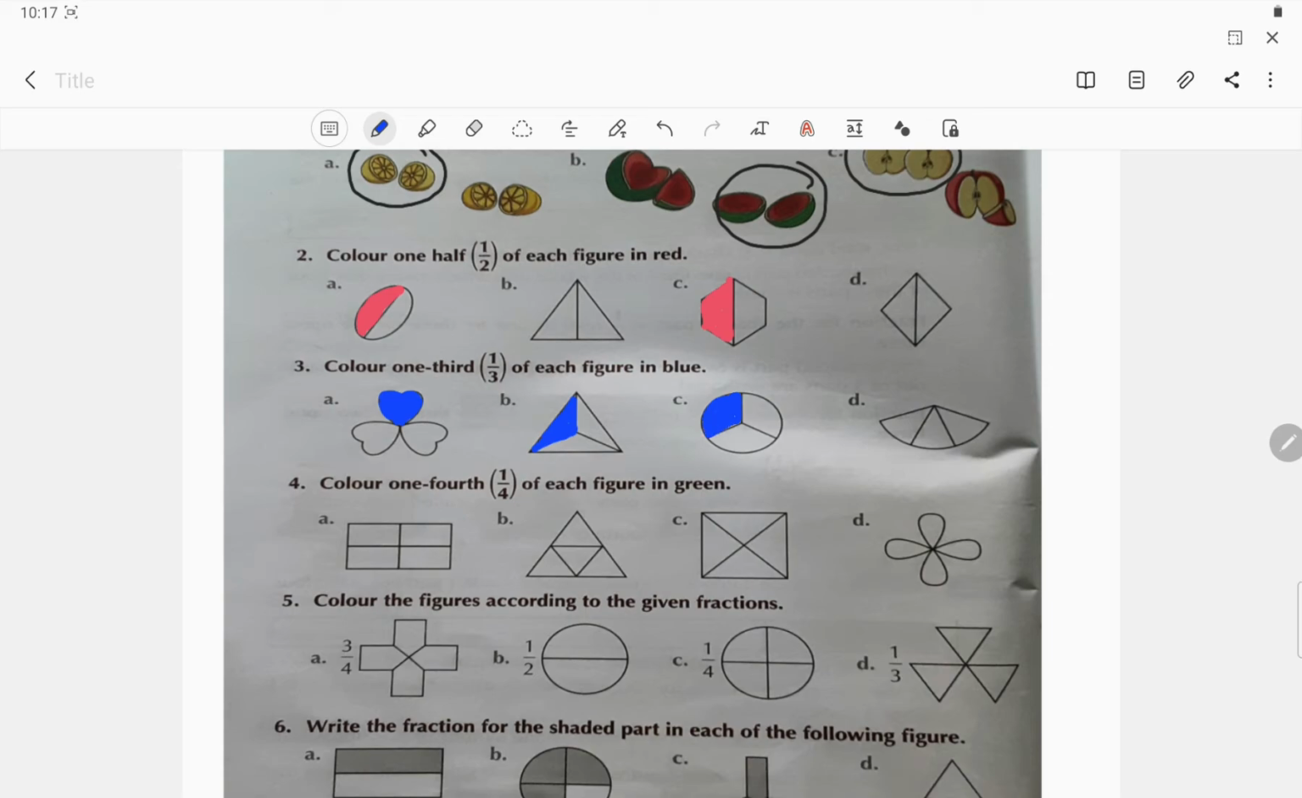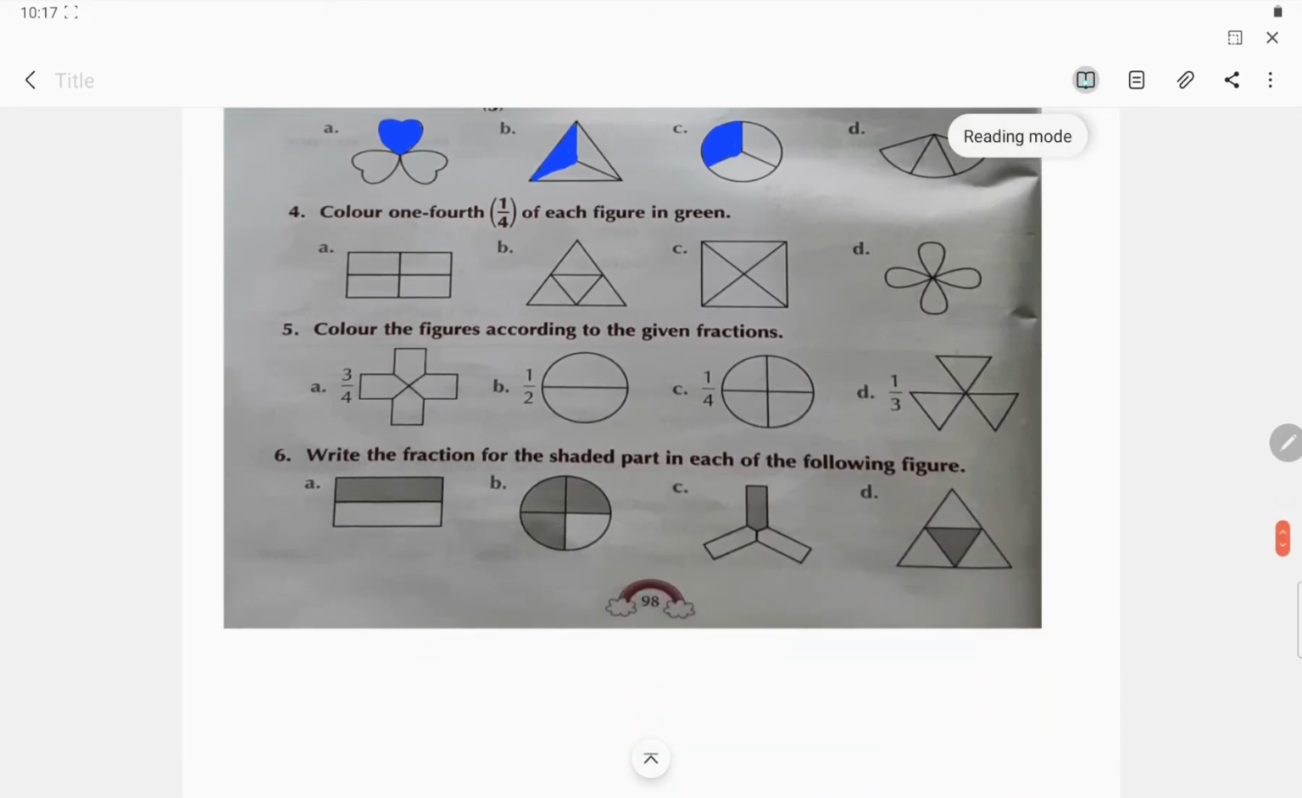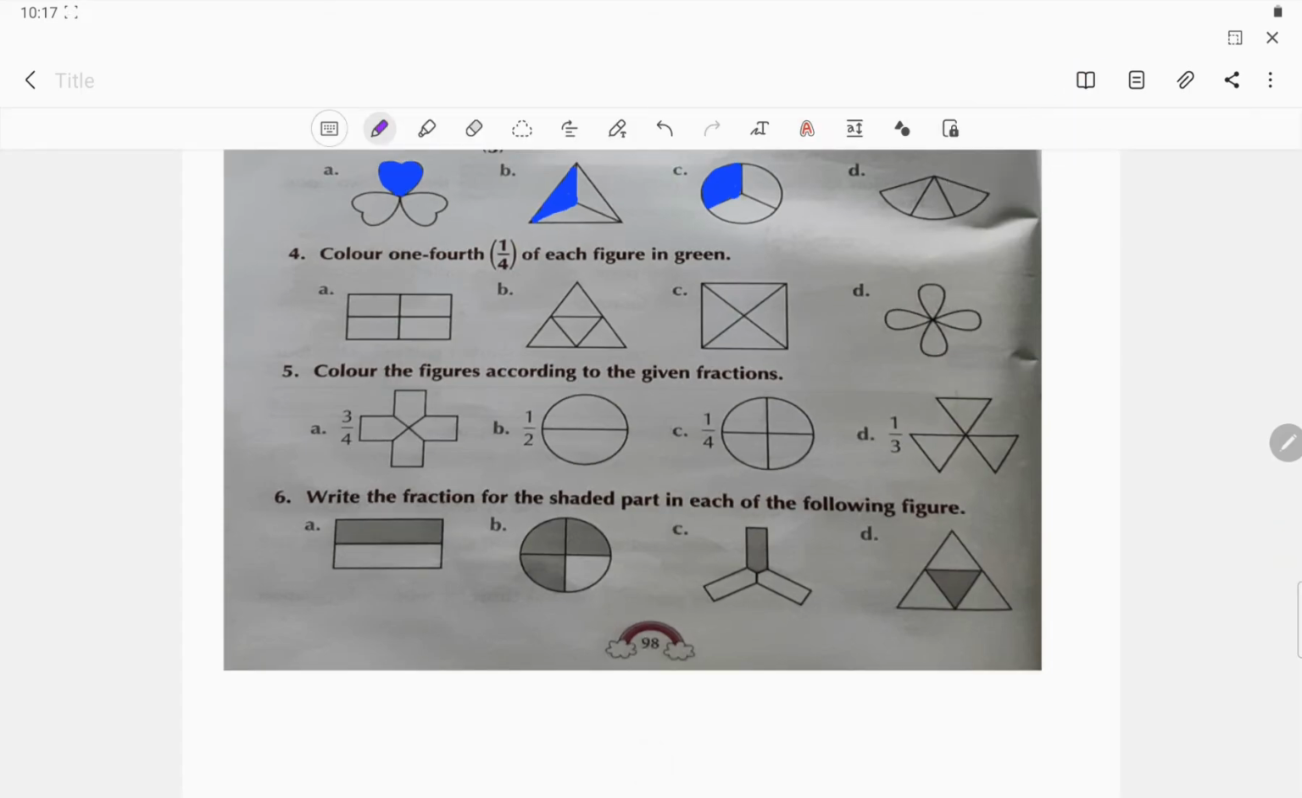You have to color in this way, right? Question 4, please do it. You can do it. This is a very easy example. Question 5: color the figures according to the given fractions.